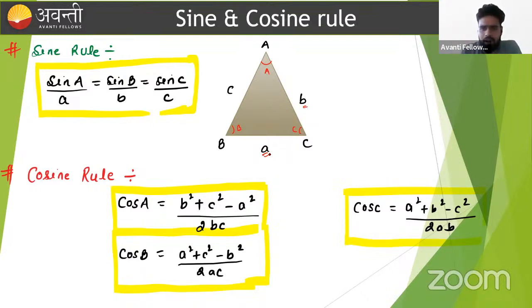Suppose we know all three sides a, b, and c, and we want to find this angle, the angle included between sides b and c. We can find it by this formula. What is the formula, beta? cos A is written as b square plus c square minus a square divided over 2bc.